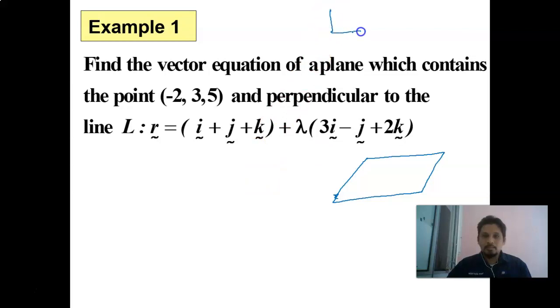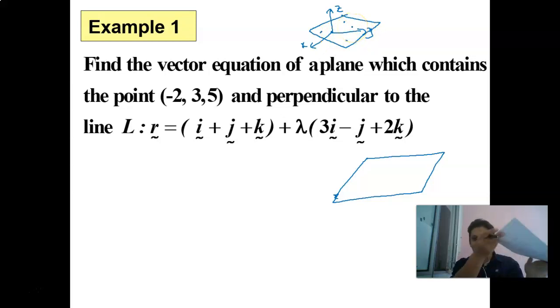Let's say this is x, y, and z, the coordinates, and it forms a plane which is not parallel to any x, y, or z axis. It can be in any condition or position. So now back to this question here.